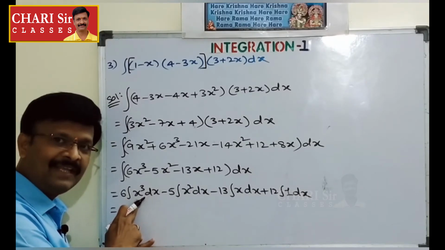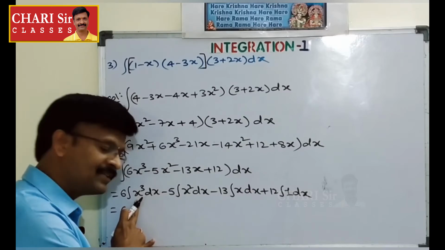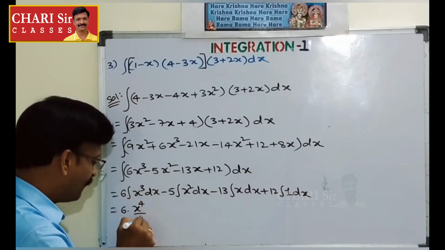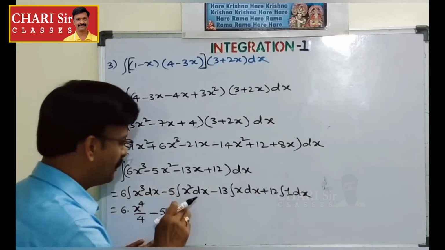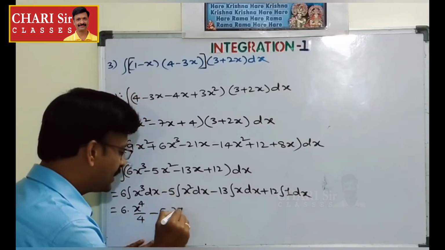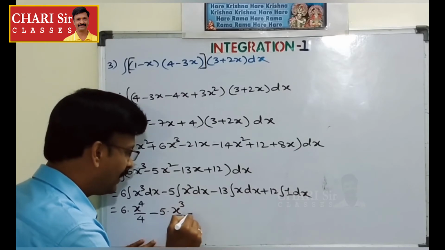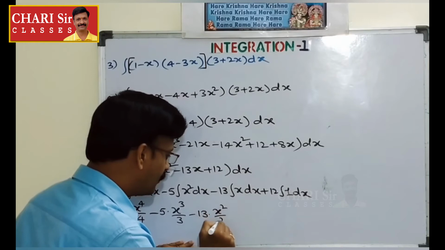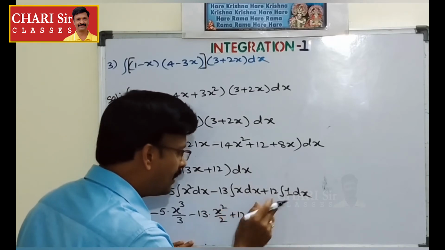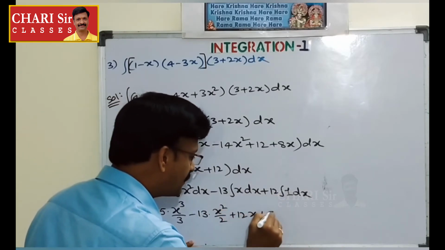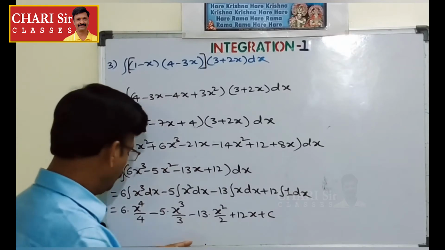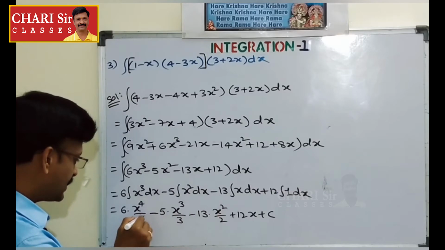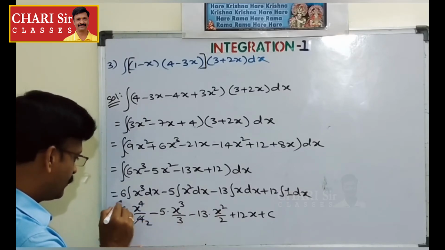Now 6 into x cube, you know the x to the power of n formula, that is integration of x to the power of n is x to the power of n plus 1 by n plus 1. So integration of x cube is x to the power of 3 plus 1, that is x to the power of 4 by 4, minus 5 into x square is there, x square integration is x cube by 3, minus 13, x is there, that is x square by 2, plus 12, integration of 1 dx is x plus c. Now anything that gets cancelled? 3 twos will cancel with 4, 5 and 3 will not cancel, and here 13 and 2 will not cancel, 2 twos cancel.